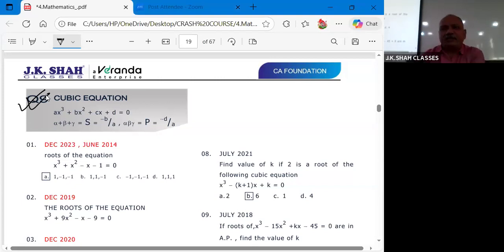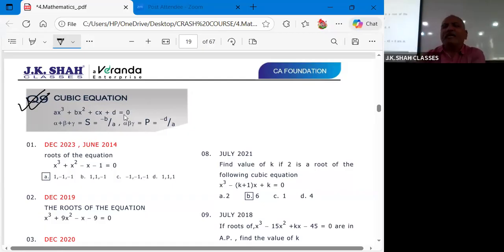Listen this way. Standard form is ax cube plus bx square plus cx plus d equals 0. This is the standard form. Now we'll have three values. A cubic has three roots. Those three values are known as the three roots, and normally the roots are called alpha, beta, gamma.